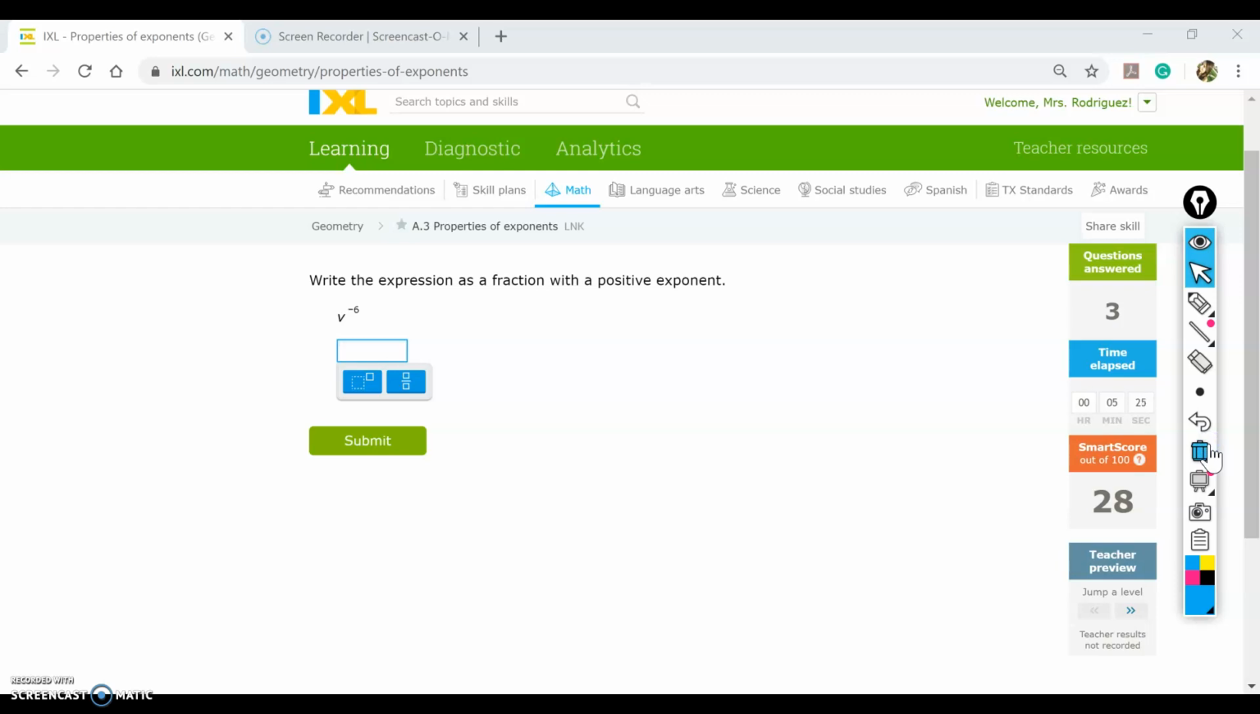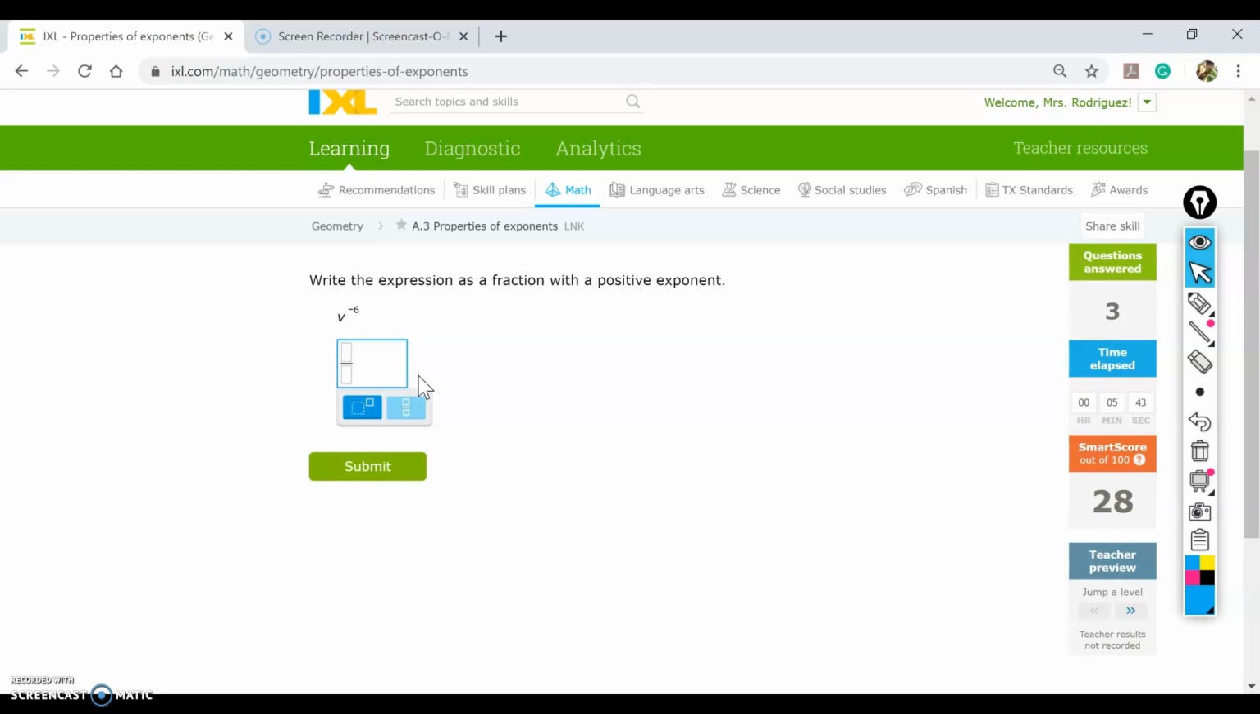Now let's read this question. Write the expression as a fraction. Look at the question, as a fraction. So I'm going to type a fraction. There you go. With a positive exponent. How can I do this question? Well, if you think about it, the only way that I can make a negative exponent positive is by switching it to the other side.